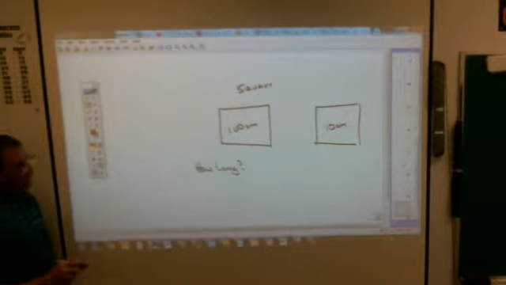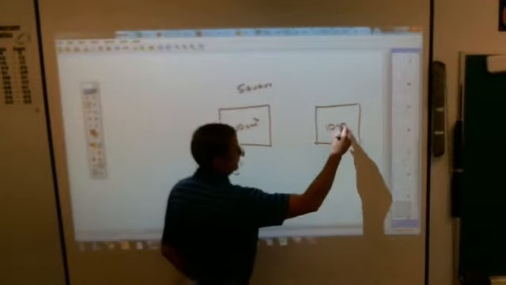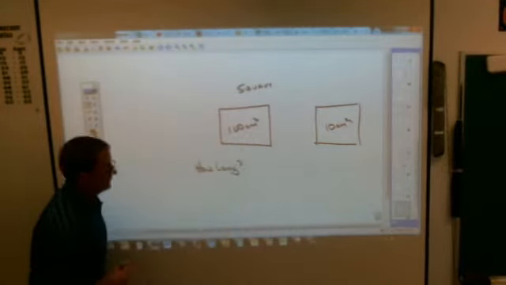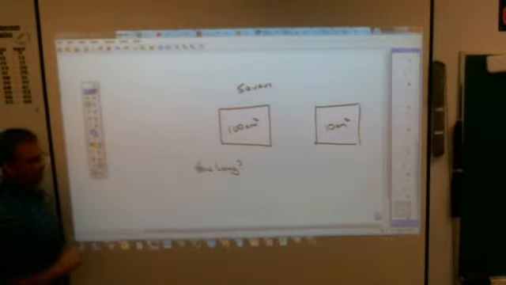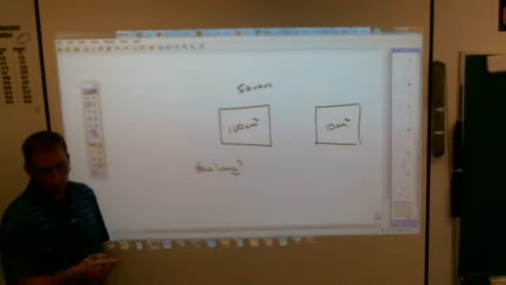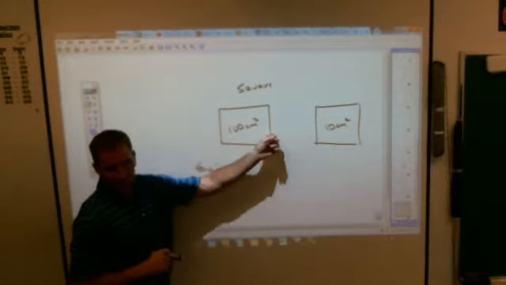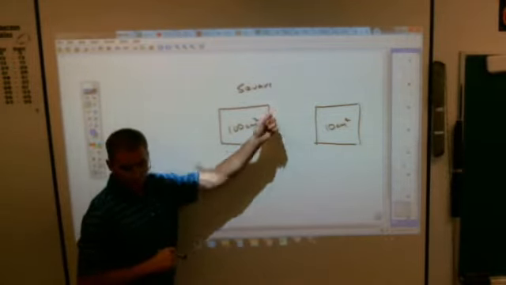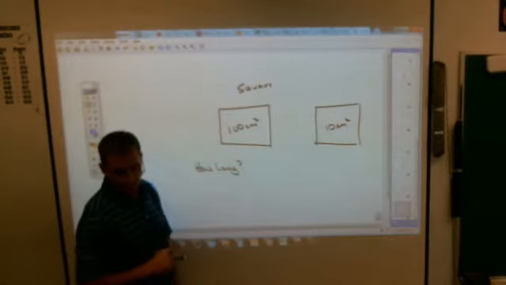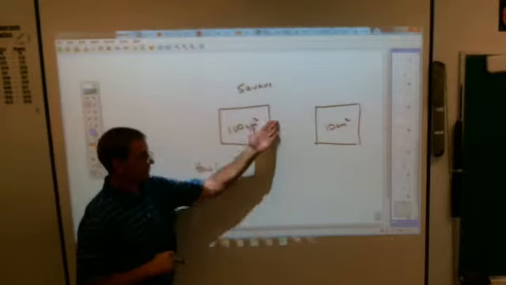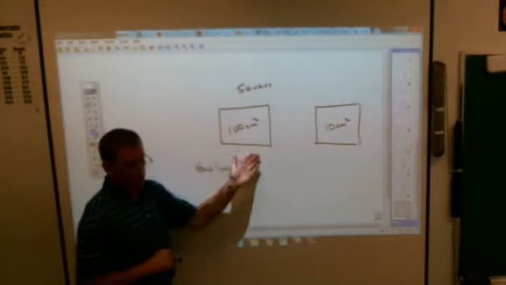Oh, by the way, this should be centimeters squared. If you know that the area of this is 100 centimeters squared, the one thing we know about squares is that all their sides are equal. What would the length of each side of this be, Charles? Same side. The area is side times side.